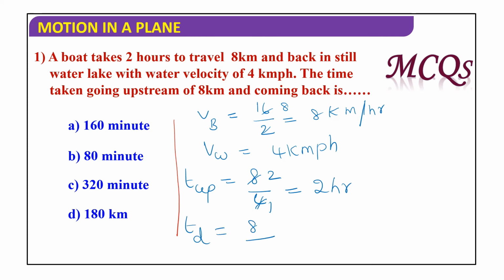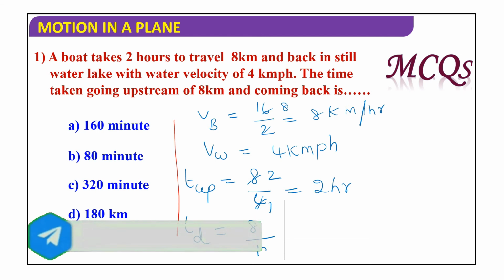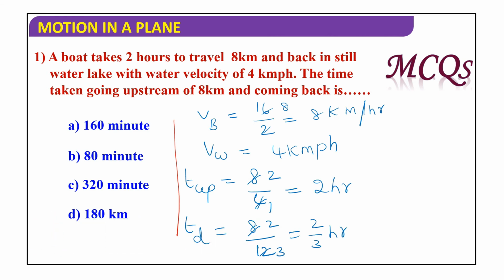Now we'll calculate time downstream. Here width w is given as 8 kilometers, and the velocity is 8 plus 4, which is 12. So time downstream is 8 by 12, that is 2 by 3 hours. Converting into minutes, 2 by 3 into 60, we are getting 40 minutes.